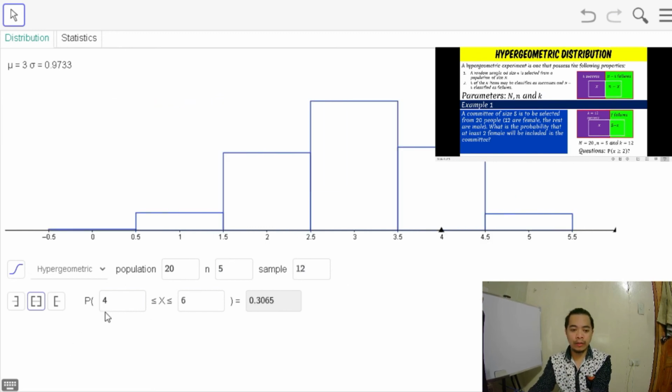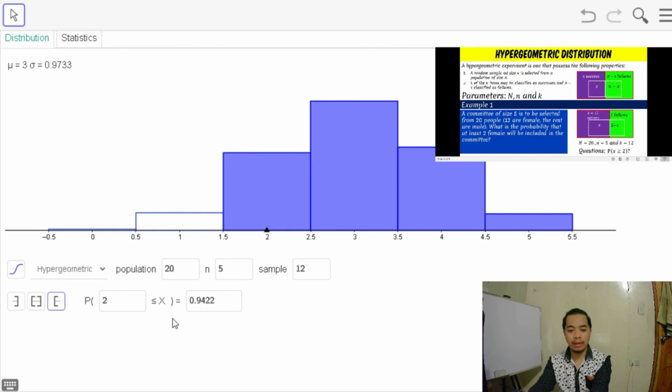We are computing for a probability, the probability that x is greater than or equal to 2. So we're going to make use of the right side button here. X is greater than or equal to, not 4 but 2. And there we have it. The probability for this problem is 0.9422.